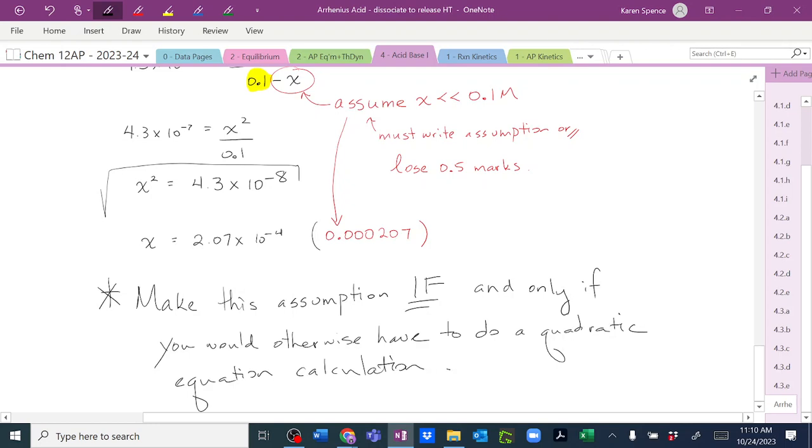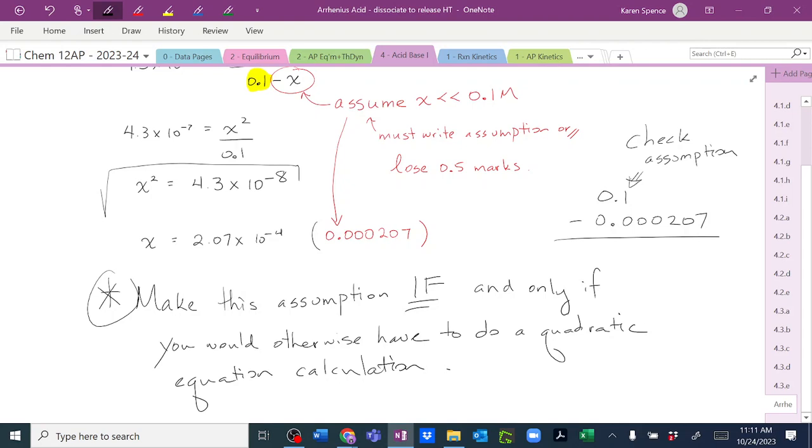We're going to check our assumption. Okay, and we're going to take 0.1 and subtract that from 0.1, and we get 0.9979.